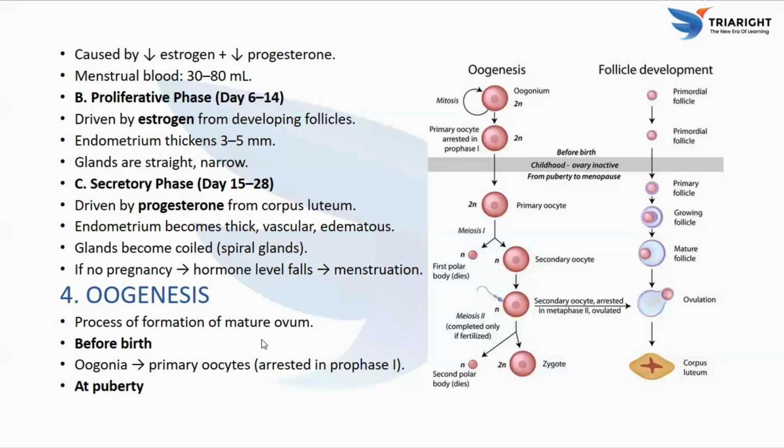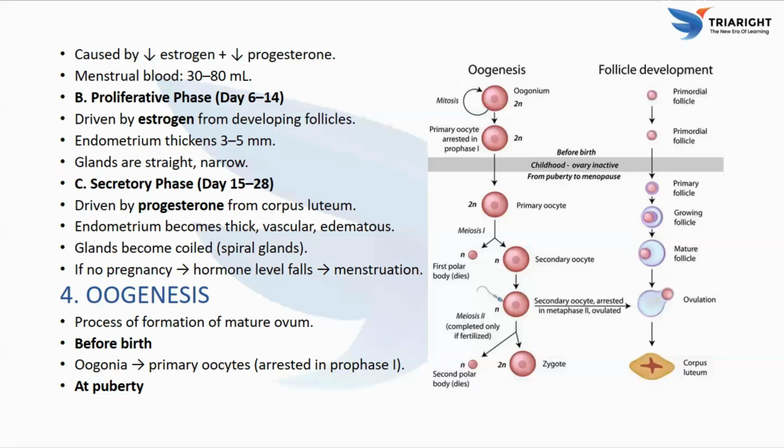So during childhood, what happens? Ovaries are inactive. So there will be no follicle development and primary oocytes remain arrested. Then at puberty, the hormones, what hormones? LH hormone, FSH hormone, they restart the cycle. So each month, one primary oocyte completes meiosis 1. So this forms a secondary oocyte, which is the egg released during the ovulation. And then the first polar body, the small cell that dies, discards the extra chromosomes.